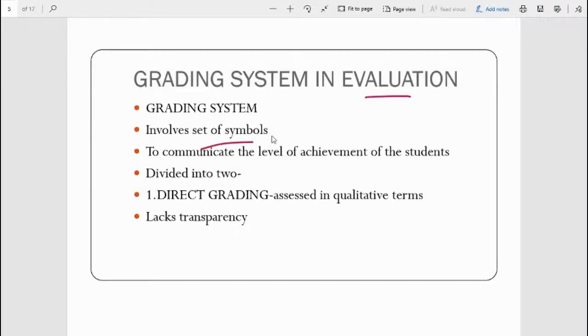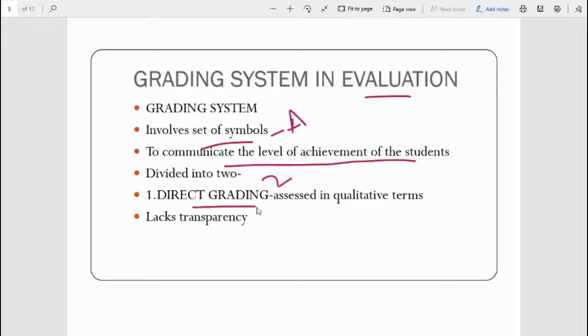What are those symbols? They can be alphabets, ABCD grading, or they can be numerals, like when you are graded in the form of SGPA or CGPA, how much you scored out of 10. Okay, so it comes under grading system. Grading system uses symbols to communicate the level of achievement of the students. Every learning process has an objective to achieve, and to grade that achievement we need symbols, and that comes under grading system. Grading system is divided into two.